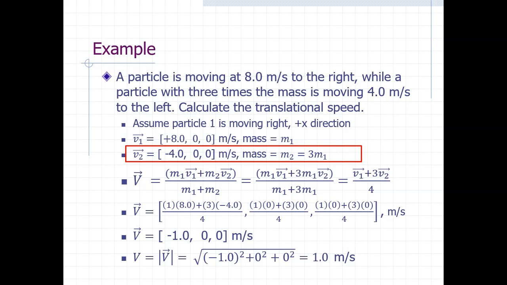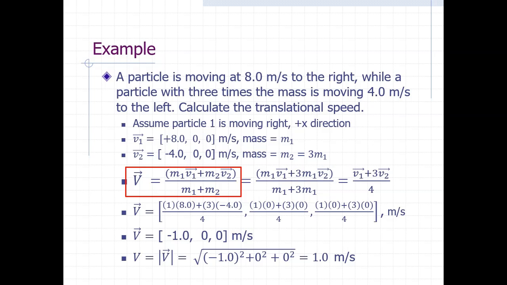The translational velocity vector is just equal to m1 times vector v1 plus m2 times vector v2 divided by the total mass. Substituting 3m1 for m2, we find that the translational velocity vector is 1/4 of the sum of v1 and 3 times v2. So, its x component is v sub x1 plus 3 times v sub x2 divided by 4, which turns out to be equal to -1. In the same manner, we can calculate the y and z components. In this case, both are 0.